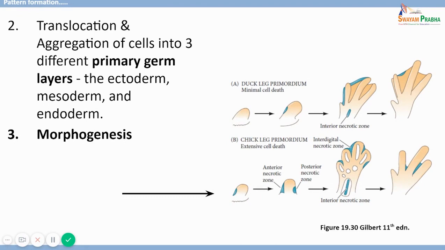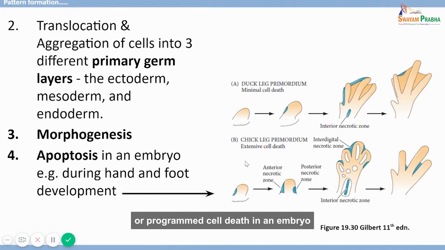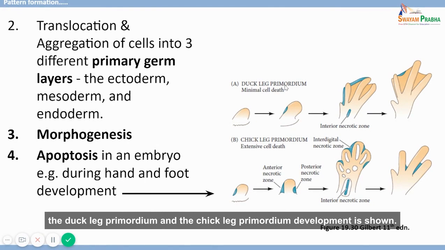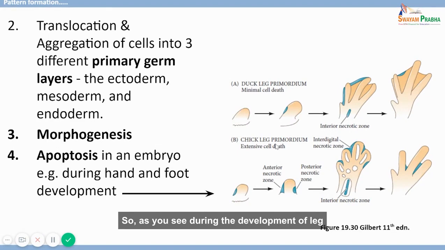Then pattern formation also helps in apoptosis or programmed cell death in an embryo for the formation of certain organs, for example, during hand and foot development. As you see in this diagram, the duck and the chick primordium development is shown. So as you see, during the development of the leg or the feet, webbed feet in the case of duck, here you see the blue regions are the portions which have to undergo apoptosis or death.